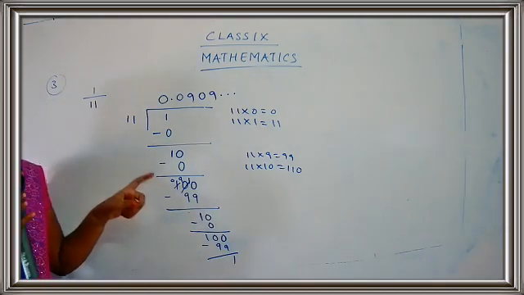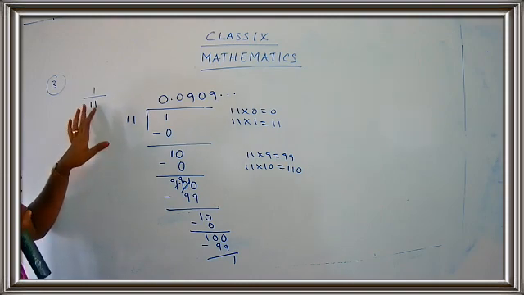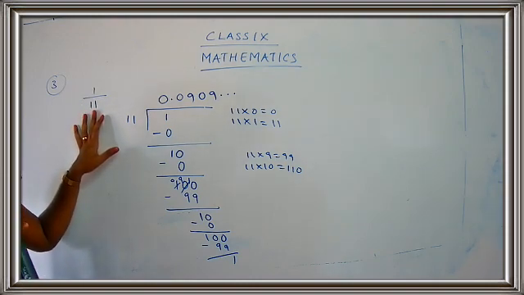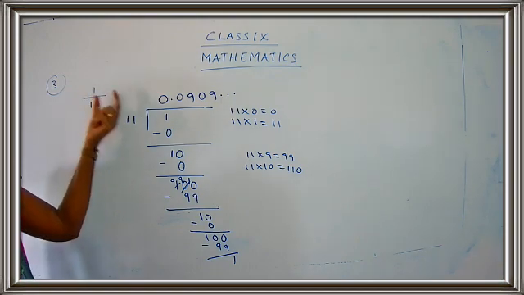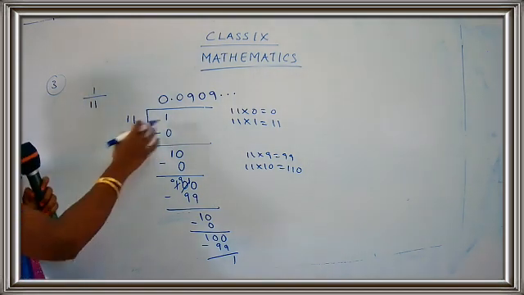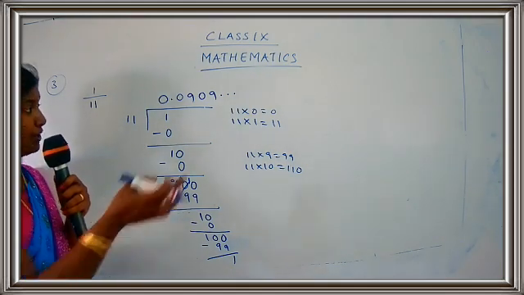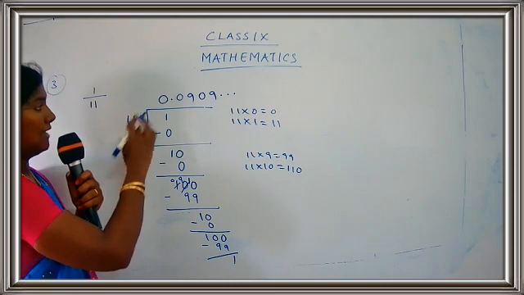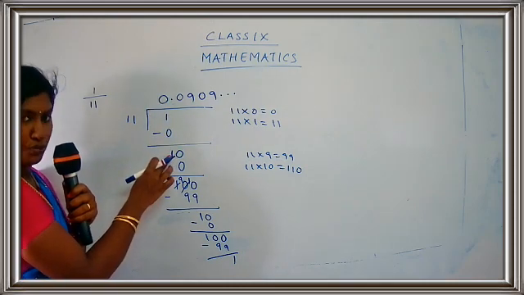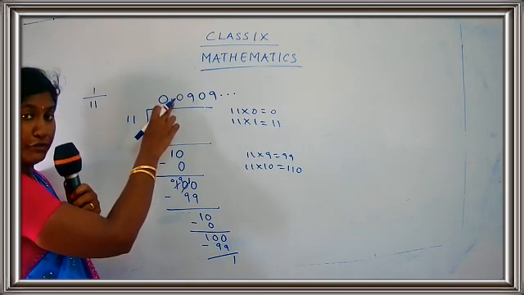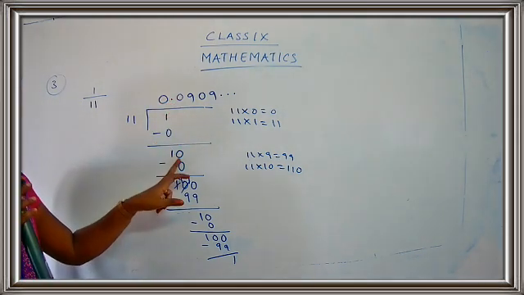I'll just explain to you this division once again. We started with 1 upon 11. Now 11 is the denominator. The denominator part will be written outside and the numerator part should be written inside. Now 1 is smaller than 11, so it will not go in the table of 11, so you can just take the number as 0. So 11 into 0, you write down 0. 1 minus 0 gives you 1. Then I introduce the decimal point, and once we put a decimal point, you can add 0.